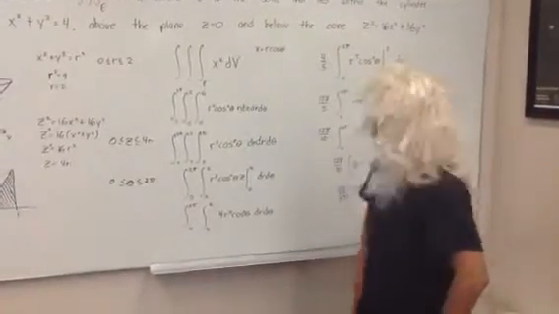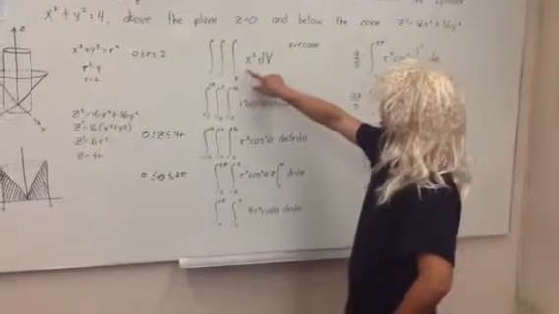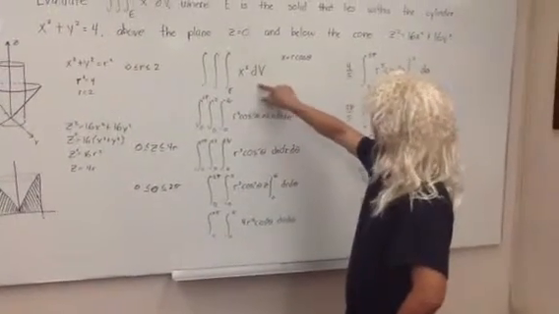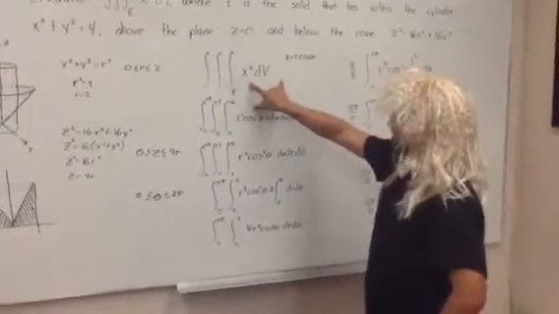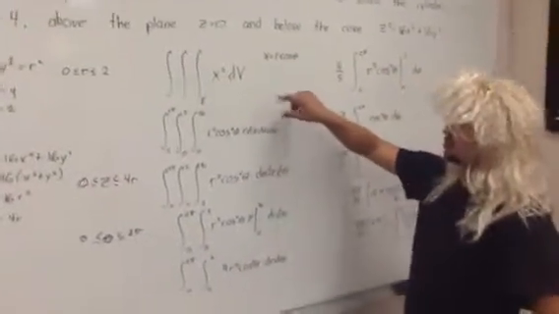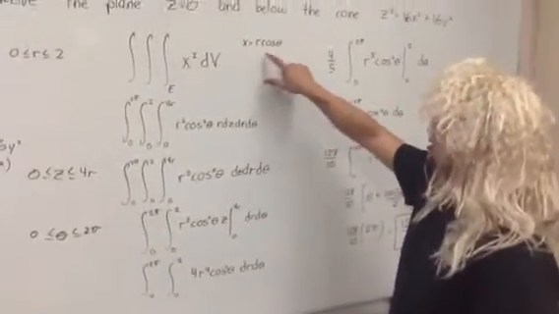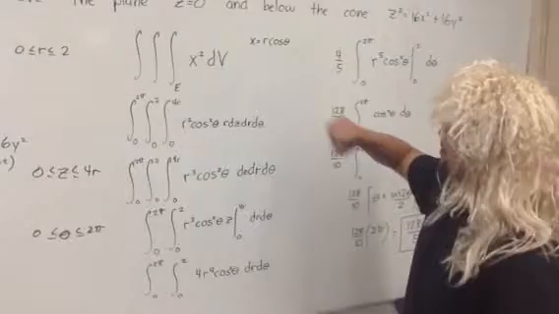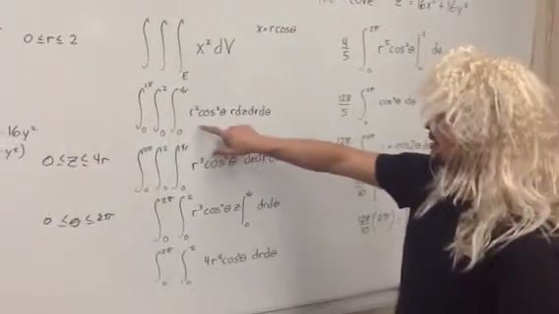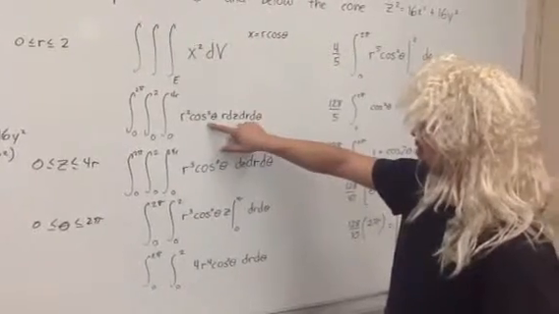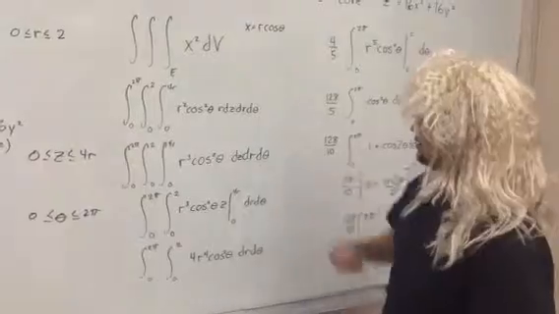Okay, now we have our integral. It is a triple integral of x squared, where in this case we need to turn this from rectangular into cylindrical. So we use this formula right here, which is x equals r cosine theta. Plugging in for our x, we end up getting r squared cosine squared theta, and our dV is r dz dr d theta.